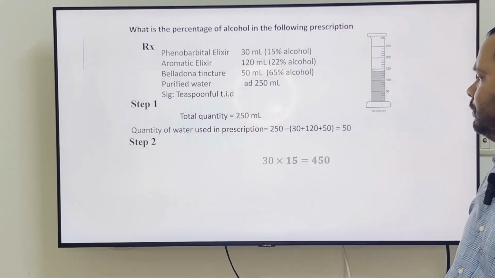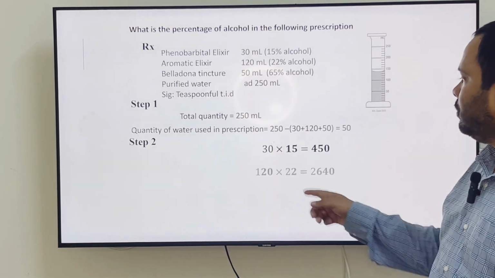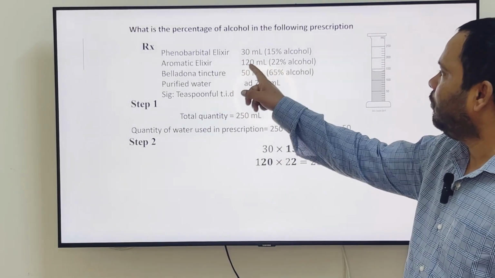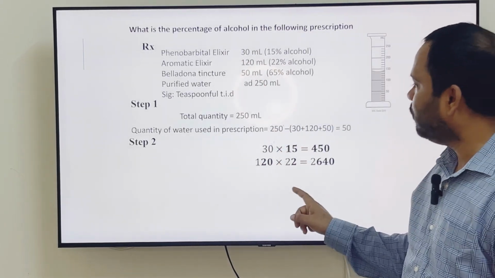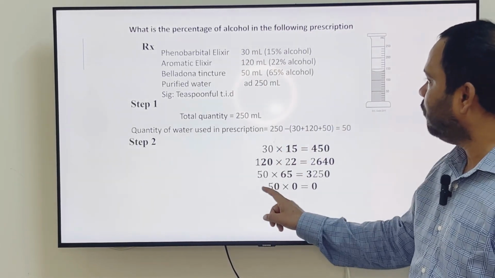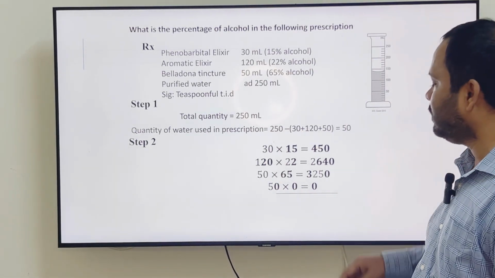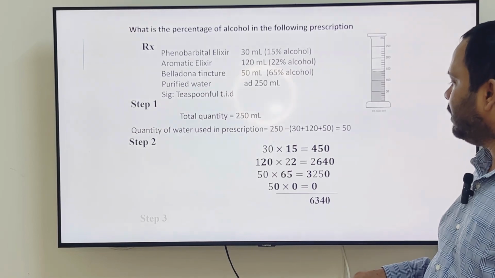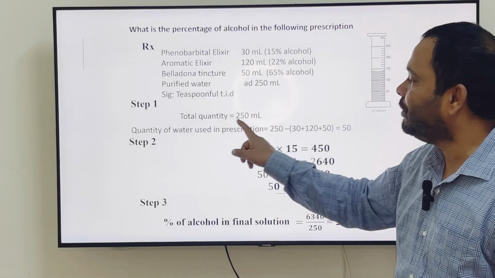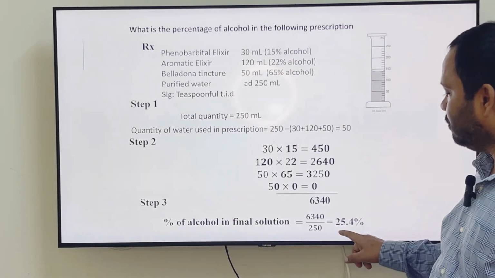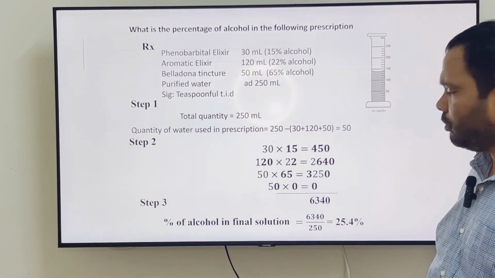So now step 2, again multiply each component. So I multiply 30 into 15, 120 into 22, 50 into 65, and the water is 0. Water is 0 because there is no alcohol. So add all the quantities and then divide by the total volume, that is 250 ml. I divide 6,740 by 250, which gives 25.4%.